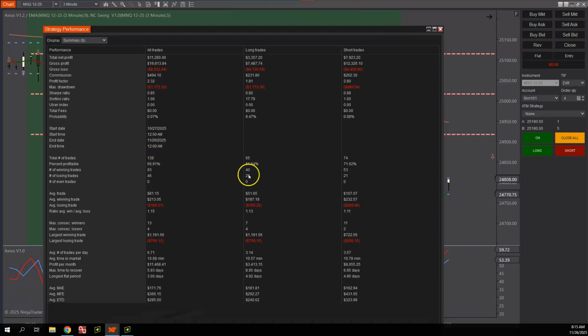139 trade sample size, so that's great. It's over 100 trades, almost a 67% win rate. But it's better than that, because if you look at the average winning trade, it's $213, and the average losing trade is $181. So we have a positive expectancy here for sure. Average trades per day, 6.7. I like the average time in market, just over 10 minutes, almost 11 minutes on a 3-minute chart using a NASDAQ micro.